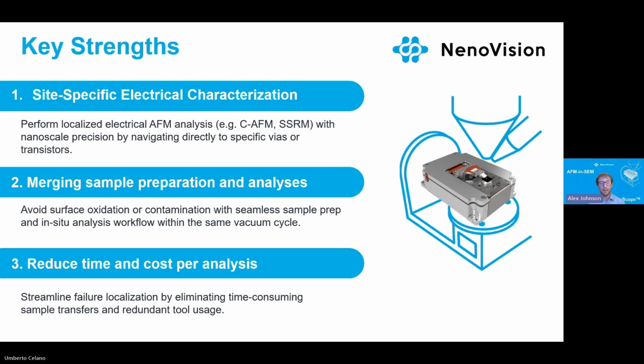The second one is being able to merge sample preparation and analysis together. So having a streamlined workflow where you can modify or prepare the sample inside the SEM. This avoids things like surface oxidation or contamination, and allows for a seamless in situ analysis workflow all within the same vacuum cycle, which is key to getting a high quality conductive AFM image.